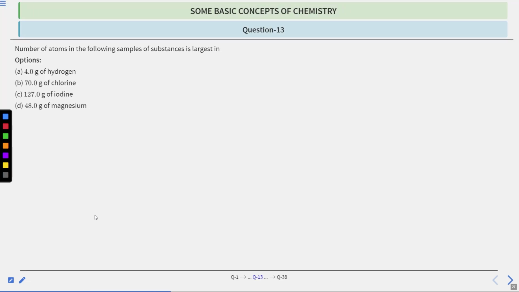Moving on to our question 13. Number of atoms in the following sample of substances is largest in. Options are 4 gram of hydrogen, 70 gram of chlorine, 127 gram of iodine, or 48 gram of magnesium. You have 10 seconds to solve this question by yourself. After that, we will solve this question.